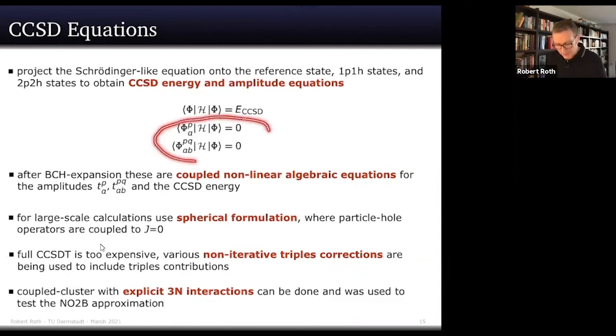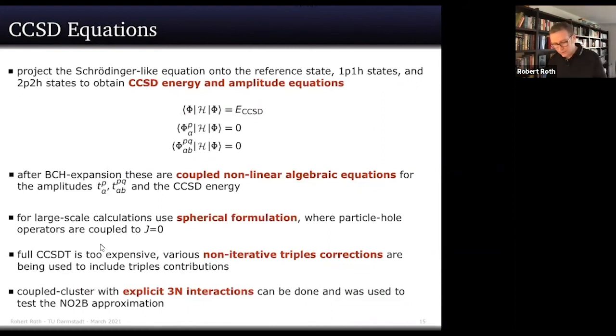This is a coupled set of nonlinear ordinary equations, not differential equations, no eigenvalue problem. It's a set of ordinary algebraic equations for all of these little t amplitudes. And you have to solve this large set of coupled equations to get the t's, and then you plug in here and get the energy. That's how a coupled cluster ground state calculation works.